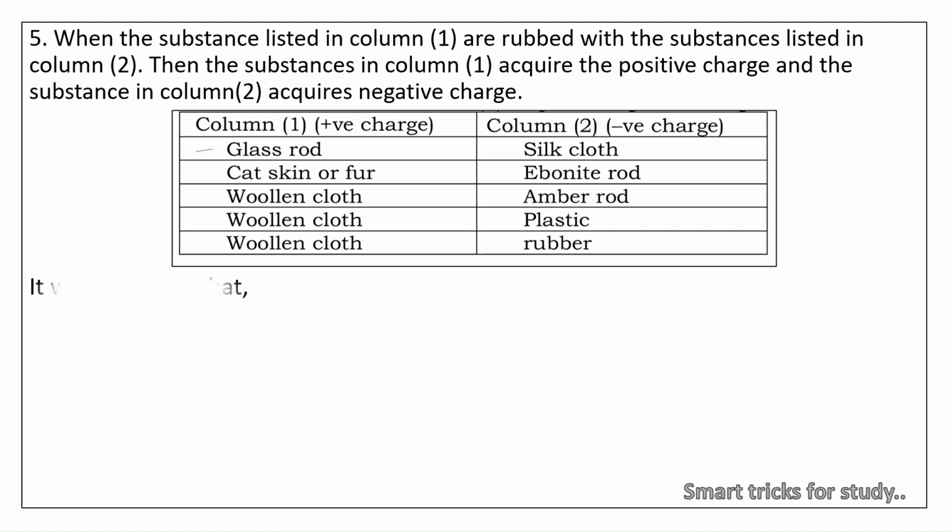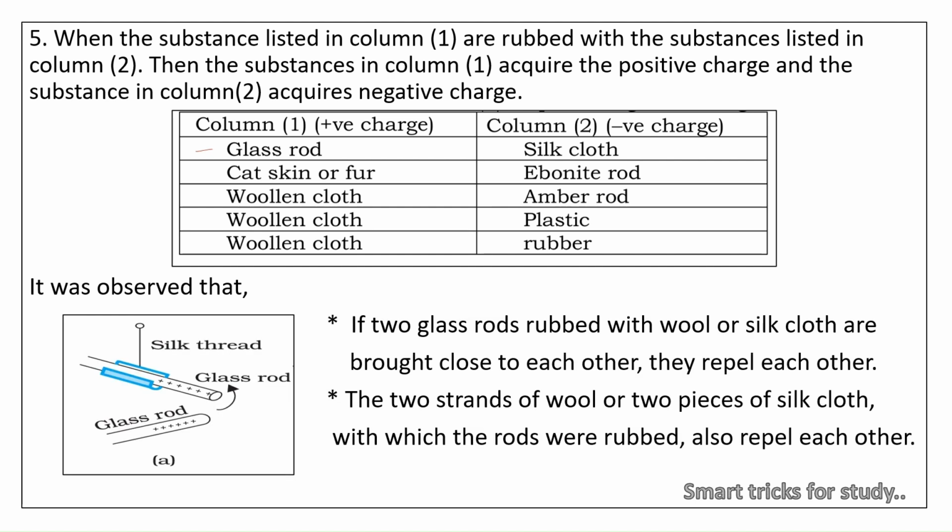Let's look into brief explanation. It was observed that if two glass rods rubbed with wool or silk cloth are brought close to each other, they repel each other. The two strands of wool or two pieces of silk cloth, with which the rods were rubbed, also repel each other.